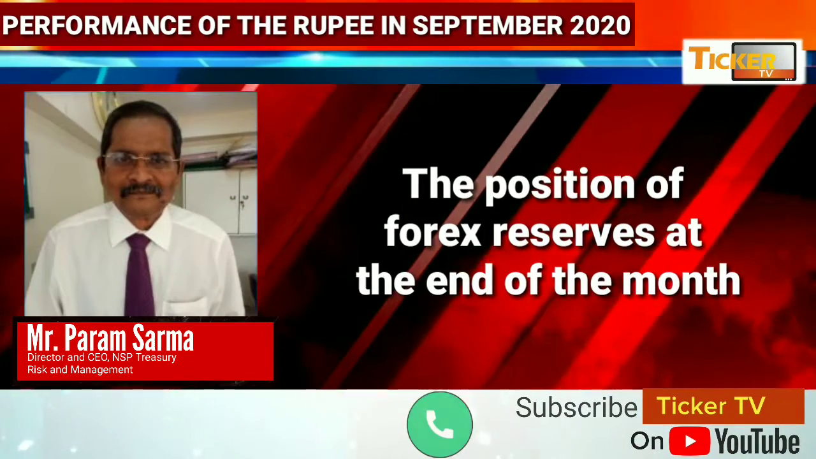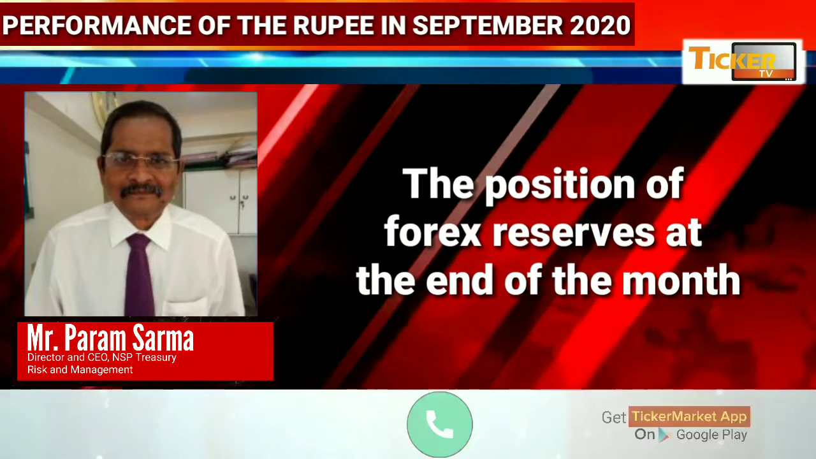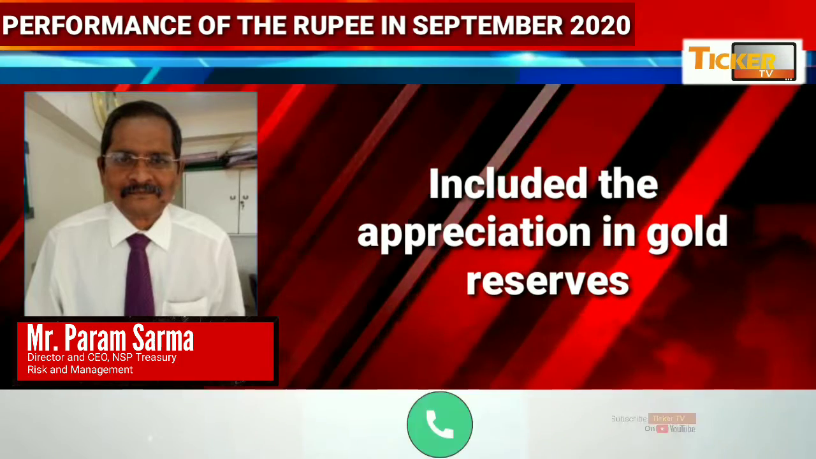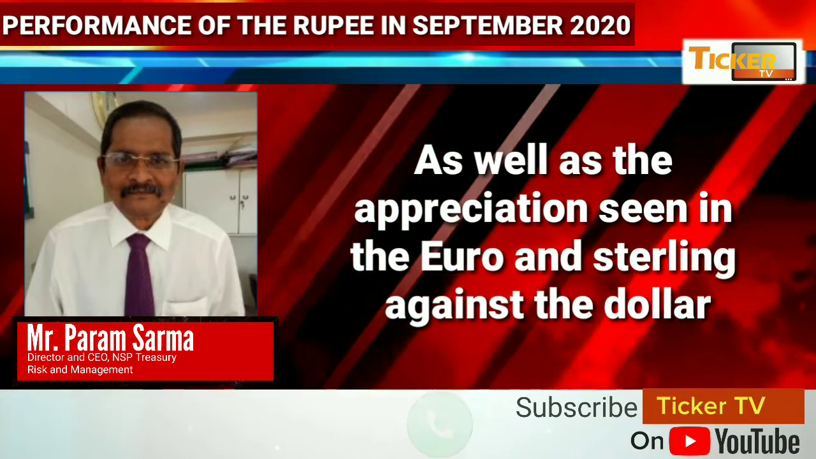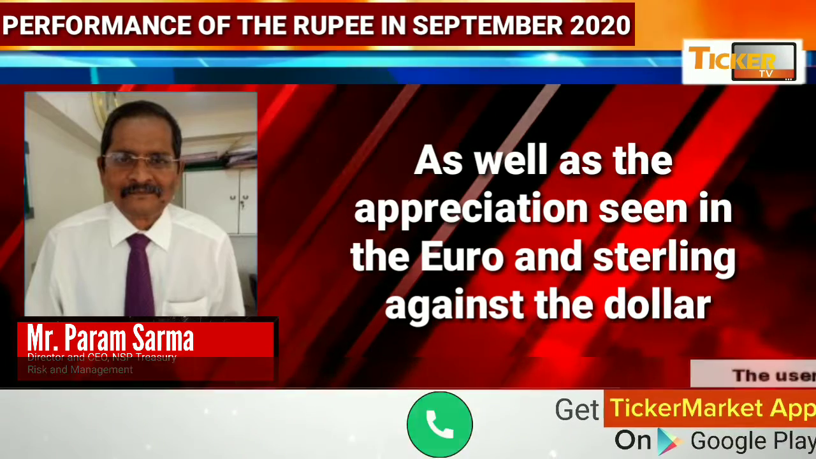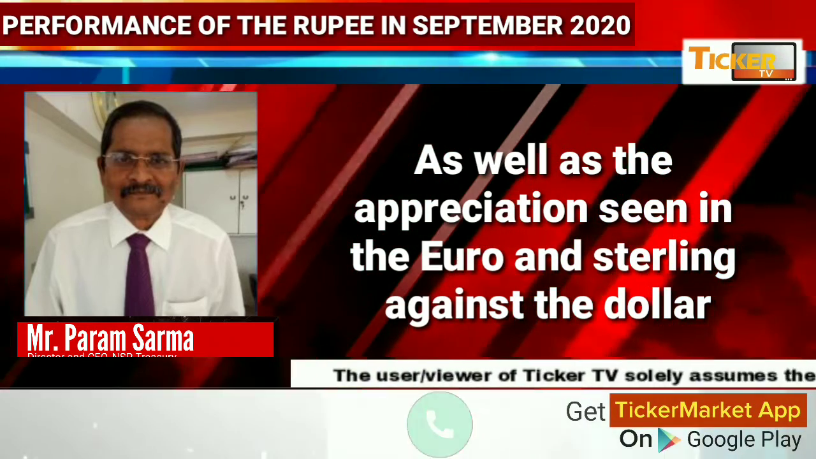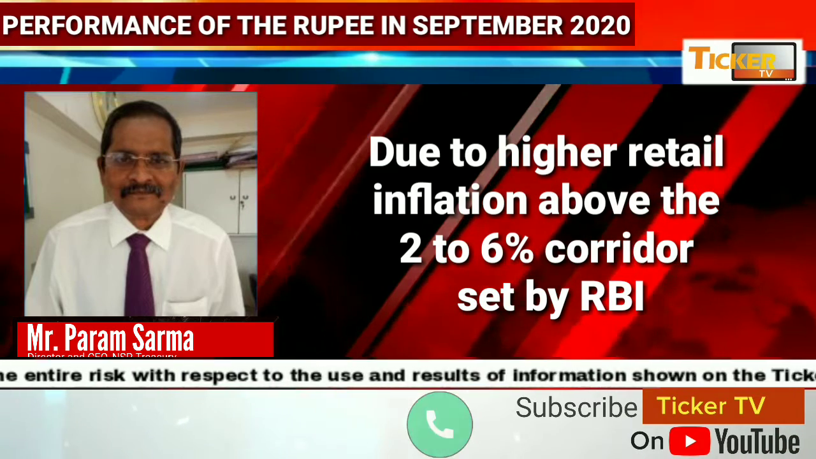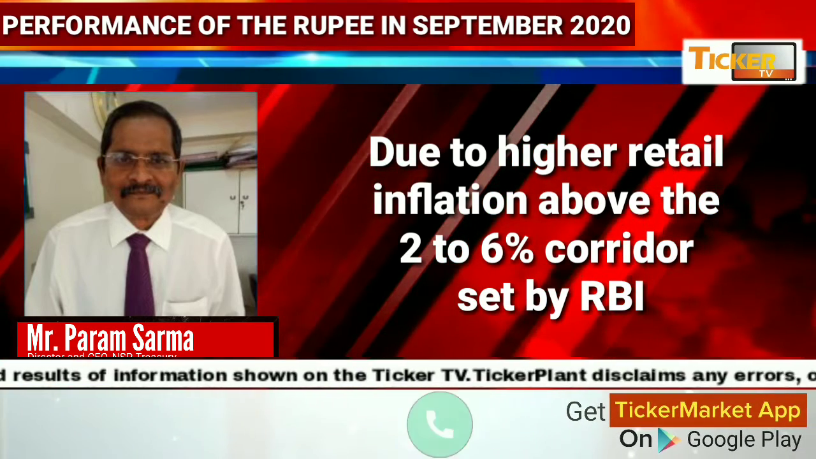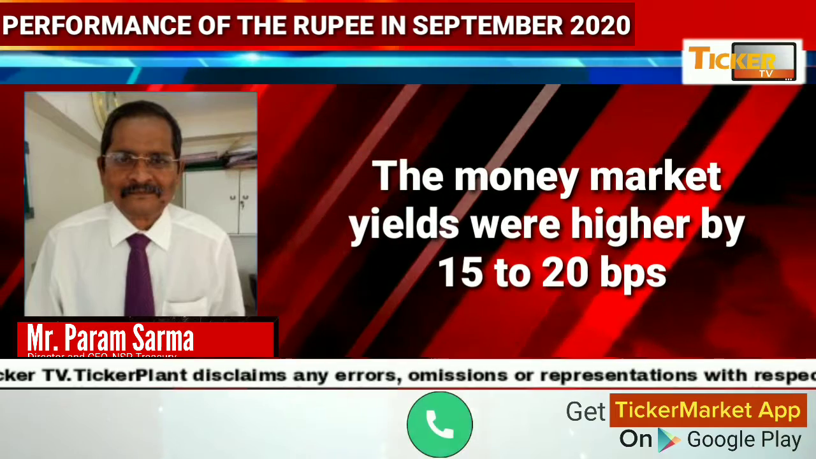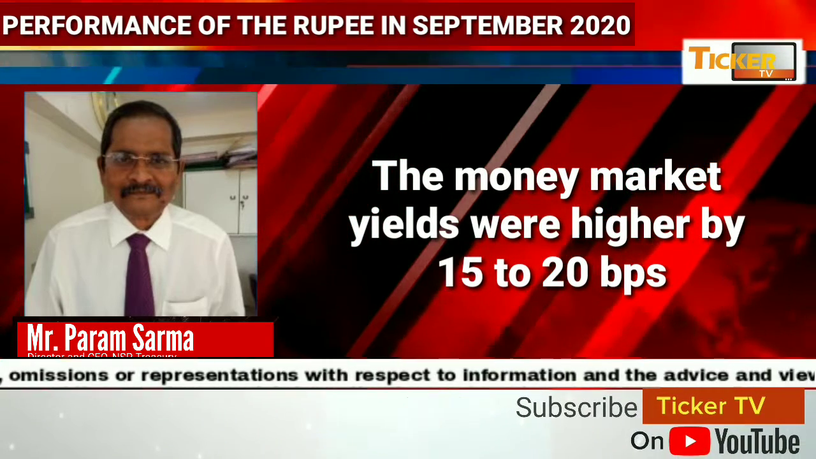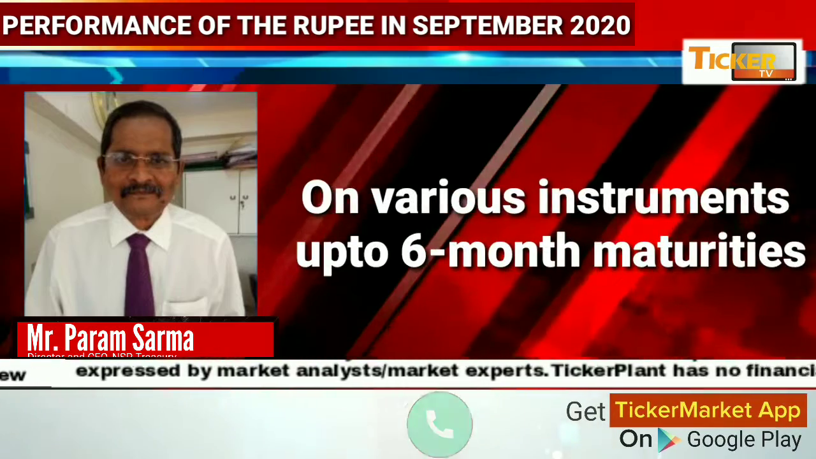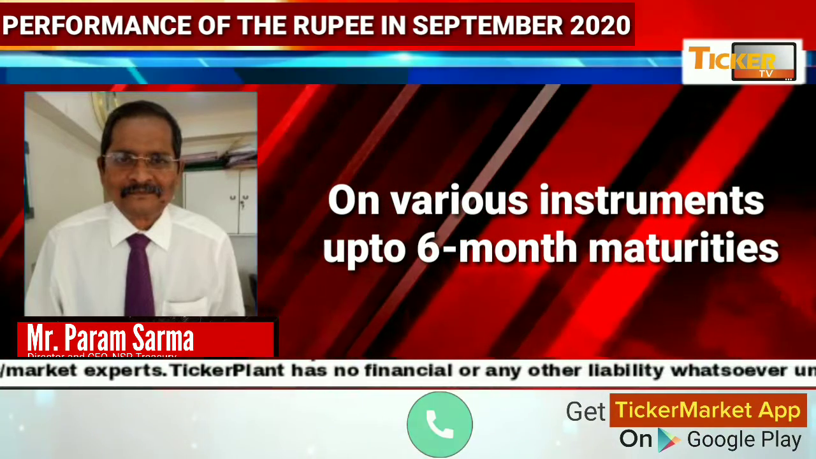The position of forex reserve at the end of the month included the appreciation in gold reserve as well as the appreciation seen in the euro and sterling against the dollar. Due to higher retail inflation above the 2 to 6% corridor set by RBI, the money market yields were higher by 15 to 20 on various instruments up to 6-month maturity.